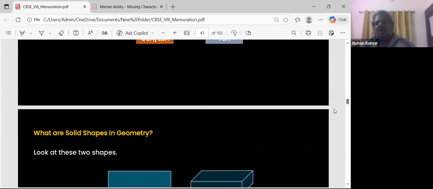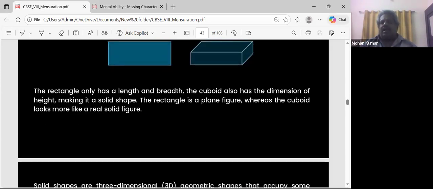Now, what are the solid shapes in geometry? A rectangle has only length and breadth. The cuboid also has the dimension of height, making it a solid shape. The rectangle is a plane figure, whereas the cuboid looks like a real solid figure. That is a very important point. Those who want to, I'll wait for a minute. They can write it down.